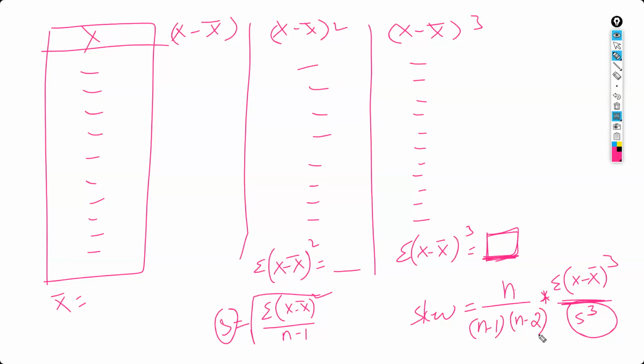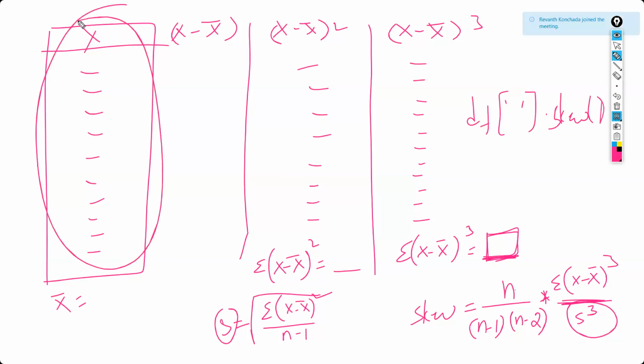Or simply, if you want it in Python, whichever column you are interested in, that particular column dot skew will give the skewness value. Simple. Dot skew on whichever column you are selecting.